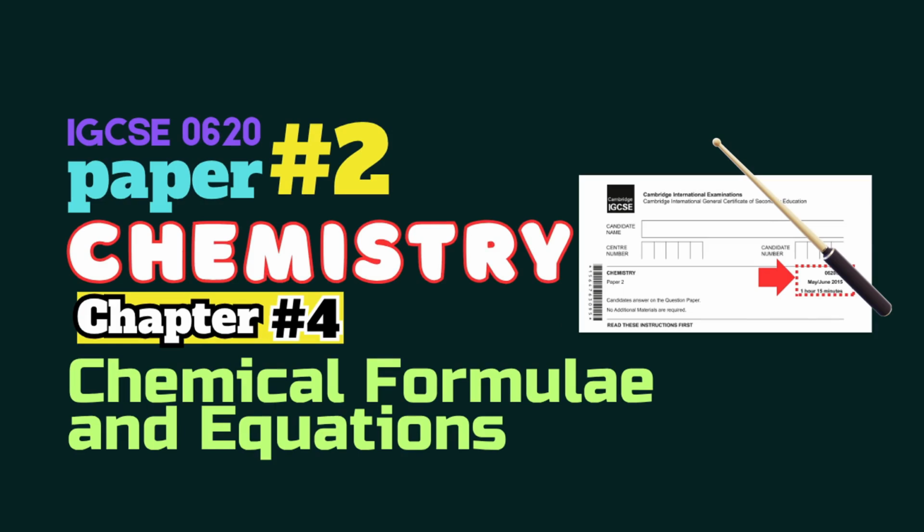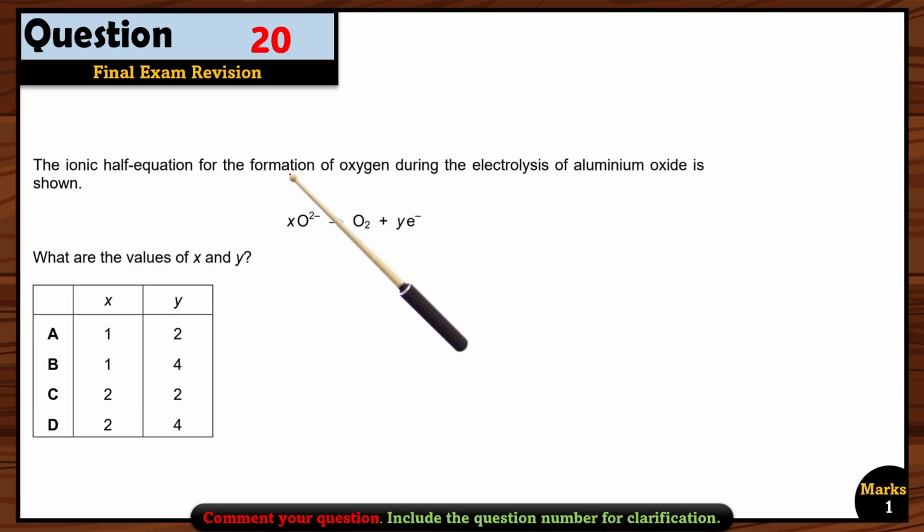Now I will give you some examples related to chapter 4 and the common mistakes students make in chapter 4, chemical formula and equation. Let's see this question. The ionic half equation for the formation of oxygen during the electrolysis of aluminium oxide is shown. What are the values of x and y?